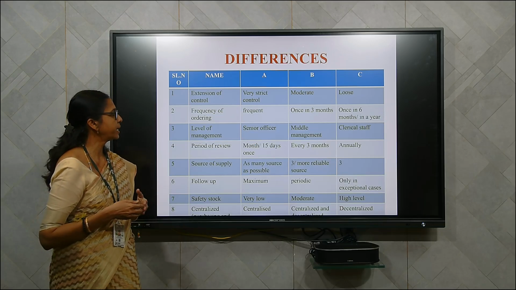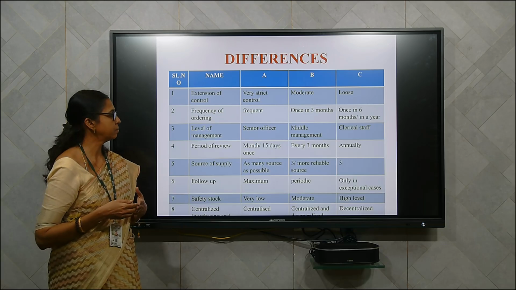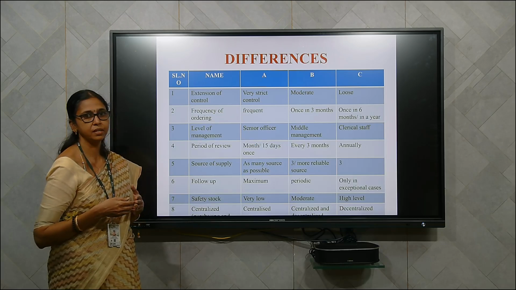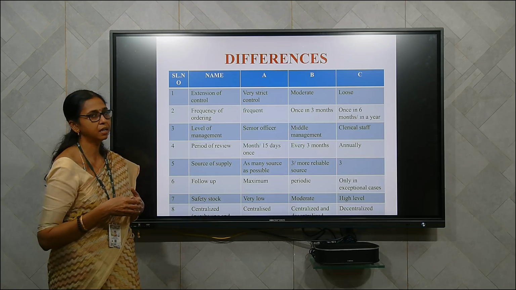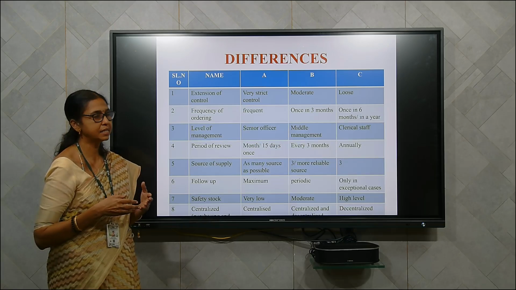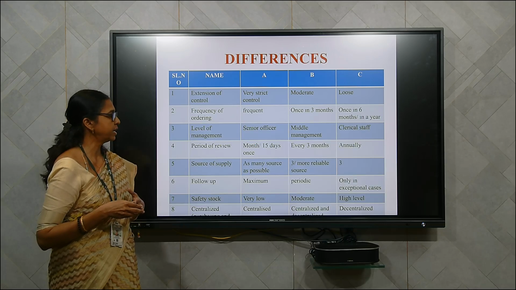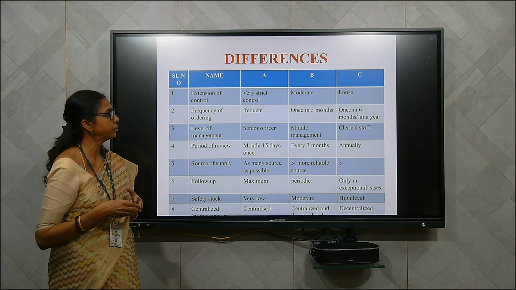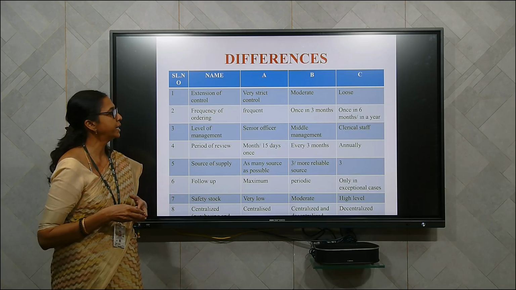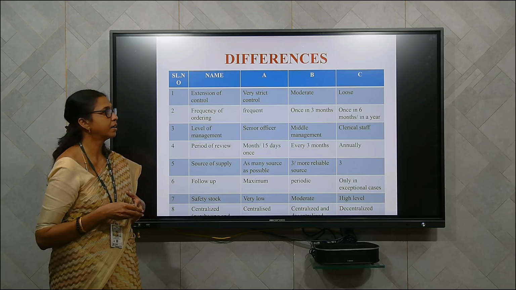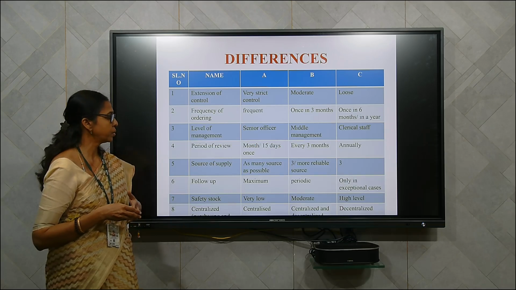Level of management: automatically, A items are very valuable, so they have to be maintained by the senior officer. Middle management will take care of B items, and clerical staff is enough to maintain C items. Period of review: once in 15 days or once in a month we have to review A items. It is very important for production. B items we can review once in 3 months, and annually we can review the C items.